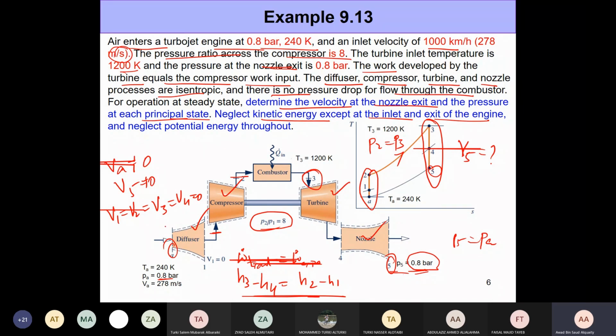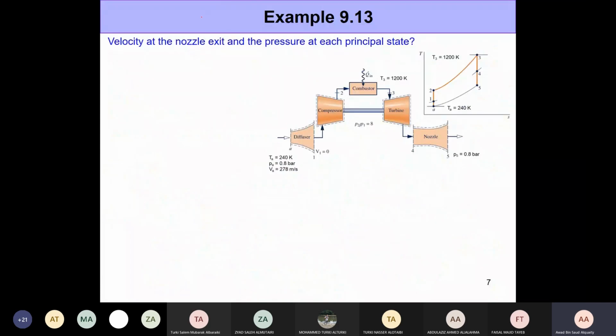So the question is, we need to determine the velocity at the nozzle exit. But before that, we also need to determine the pressure at each principal state, meaning we want the pressures P1, P2, P3, and P4. Given the information that we just discussed, let's discuss how we can determine the pressure at state 1. How do we get P1? Any ideas?